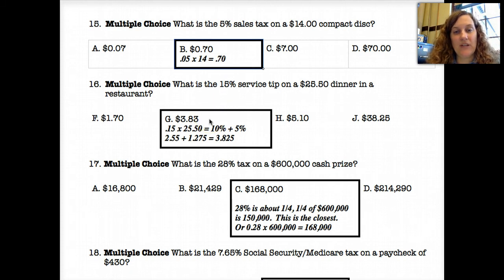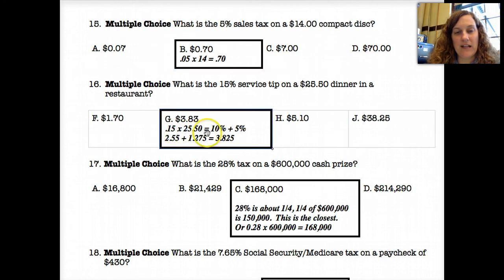16, what is 15% tip on a $25.50 dinner? Again, to make it a little bit easier, I said that 15% is 10% plus 5%, so 10% is $2.55. Half of that is 1.275, which ends up to be 3.825, which would round up to $3.83. You could have also just used a calculator.